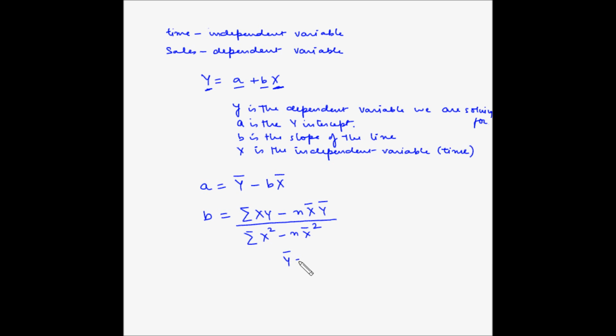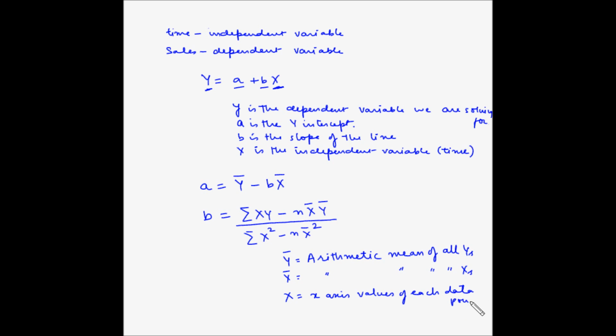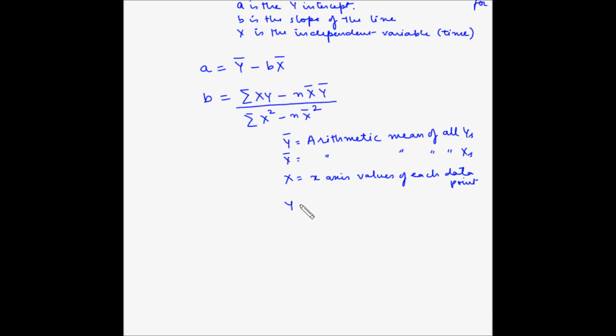Here y bar is the arithmetic mean of all y's. x bar is the arithmetic mean of all x's. x is the x-axis value of each data point. y is the y-axis value of each data point. n is the number of data points.